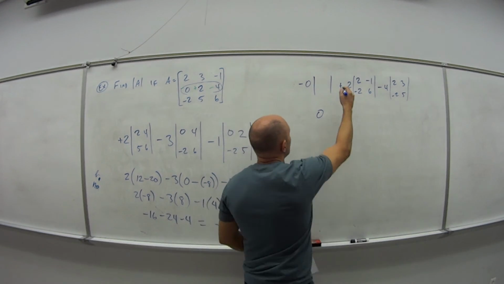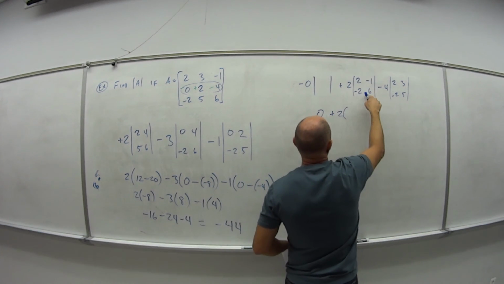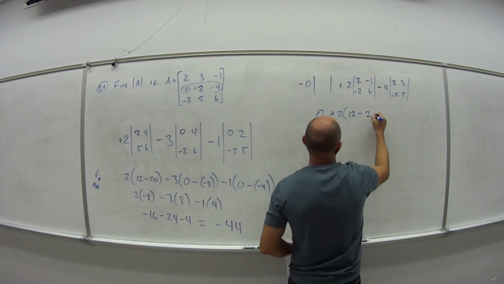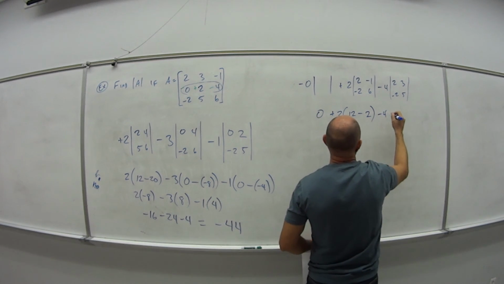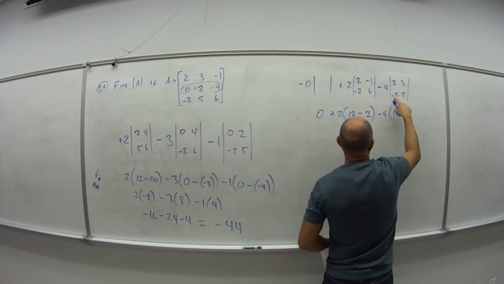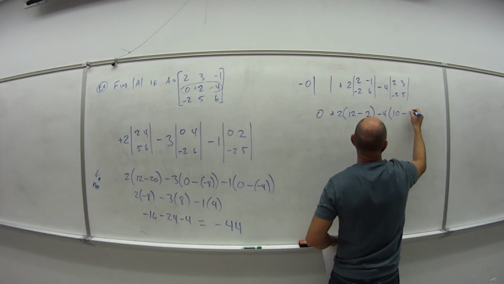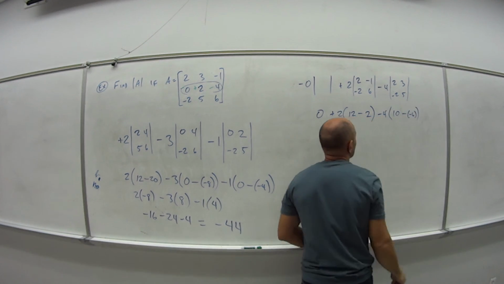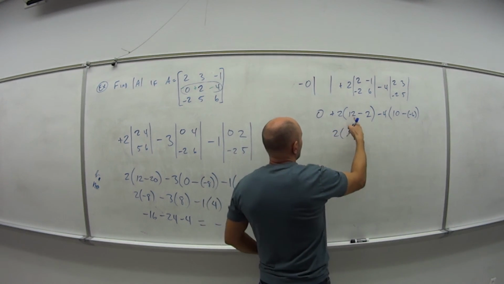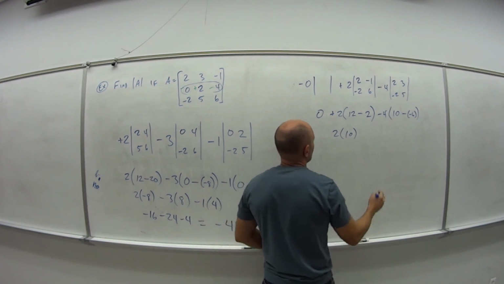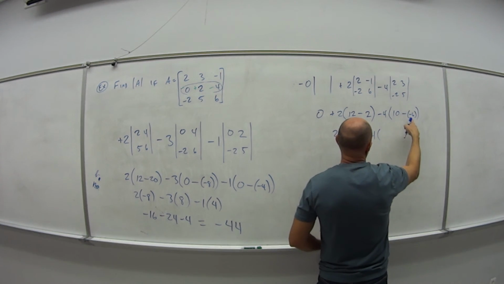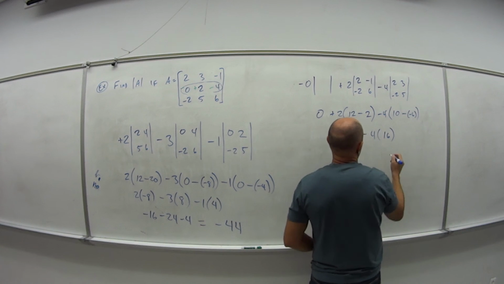Make life easy. Plus 2 times 2 times 6 is 12 minus negative 1 times negative 2 is positive 2. Then minus 4. 2 times 5 is 10 minus 3 times negative 2 is negative 6. So minus a negative 6. Simplify this, we get what? 2 times 12 minus 2 is 10. Minus 4 times 10 minus a negative 6 is like 10 plus 6, which is 16. Positive 16.